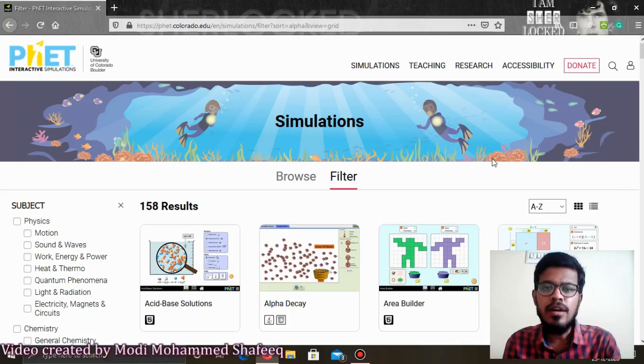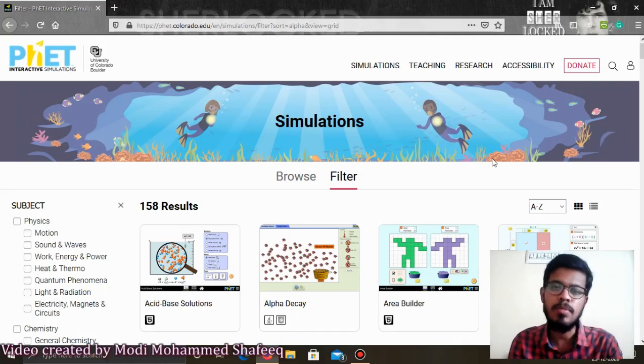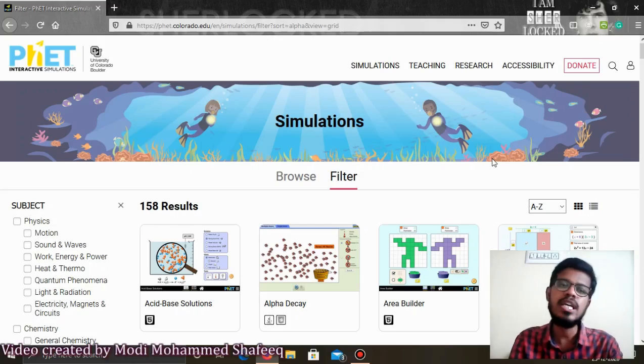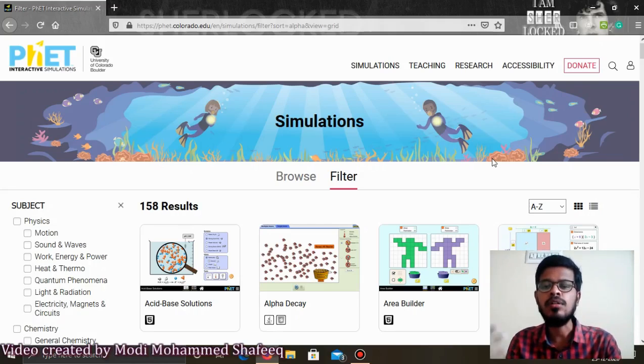And this simulator actually works in the browser itself, so you don't have to install any software when you are working with a laptop or a desktop computer. It will work directly in your browser. You can use any browser, either Firefox or Opera or Internet Explorer or Google Chrome, whichever you want.